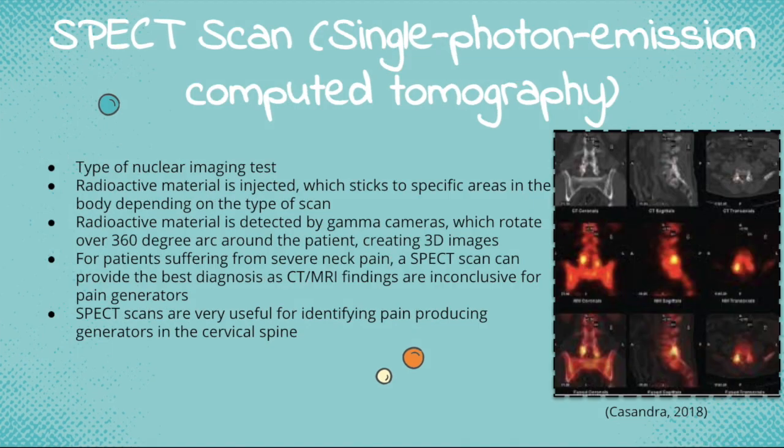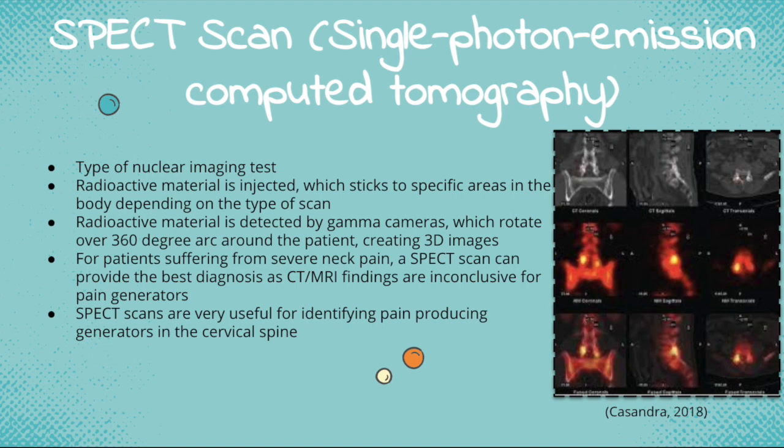A SPECT scan, or single photon emission computed tomography, is another advancement in diagnostic CT. SPECT images are taken after an injection of a nuclear medicine radiopharmaceutical. The injected medication sticks to specific areas in the body depending on what the radiopharmaceutical is used for and the type of scan being carried out. For example, it can show bone in a bone scan and gallbladder and bile ducts in a hepatobiliary scan.